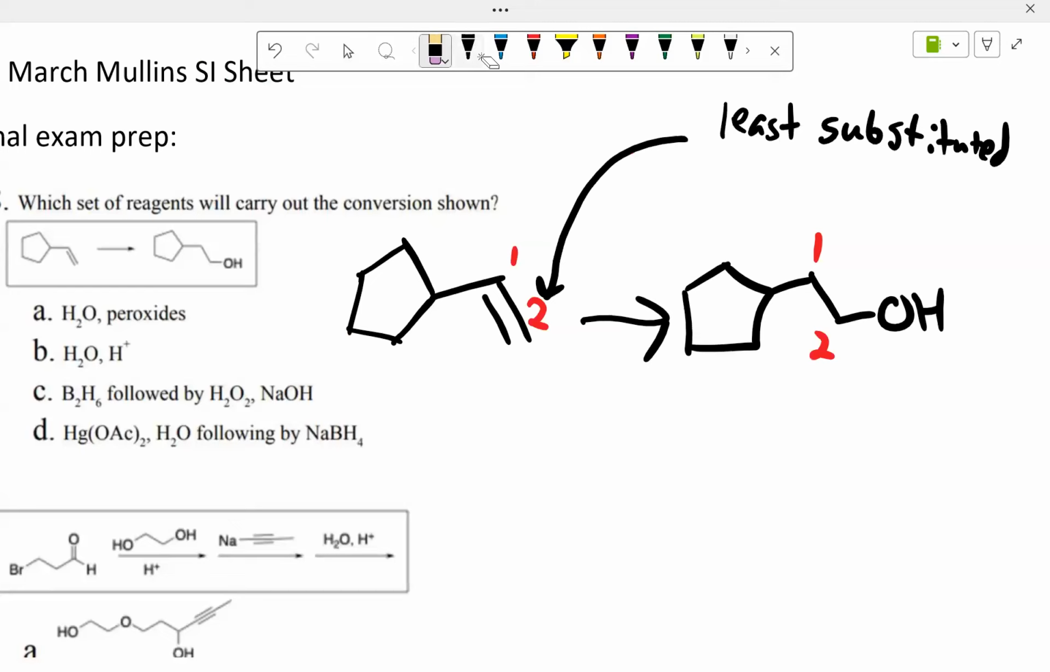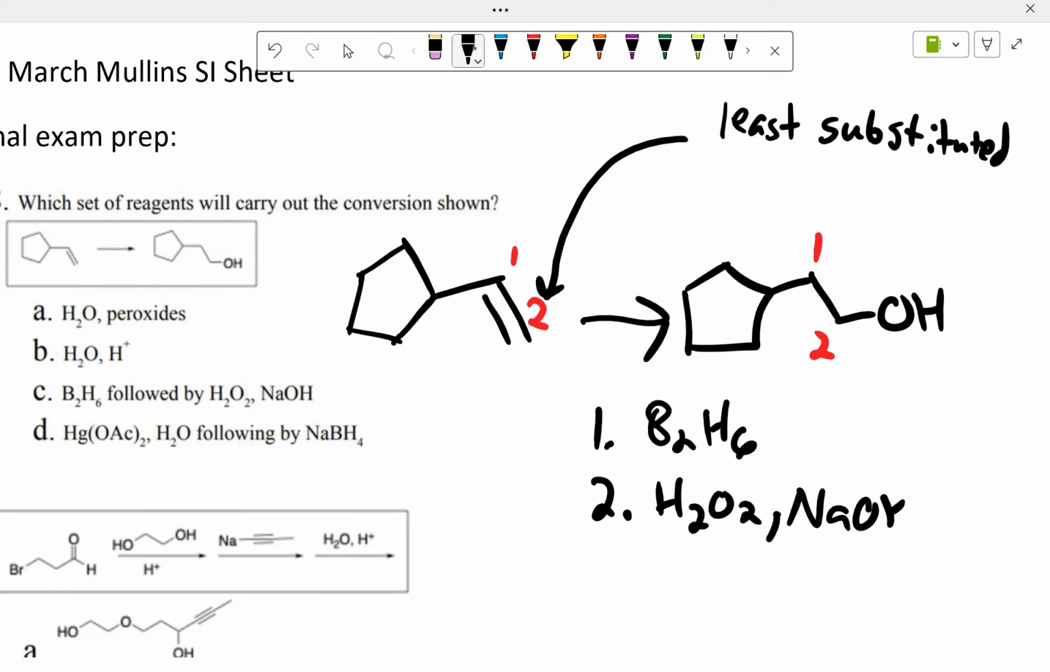B2H6 followed by H2O2 and NaOH. Because it says followed by, that means that this is the second step. We've definitely seen this reaction. You might not recognize B2H6, but if you divide that by 2, then it's BH3, and that's a reaction we've seen before. And that reaction does indeed put an alcohol on the least substituted carbon. So it's going to be that one.